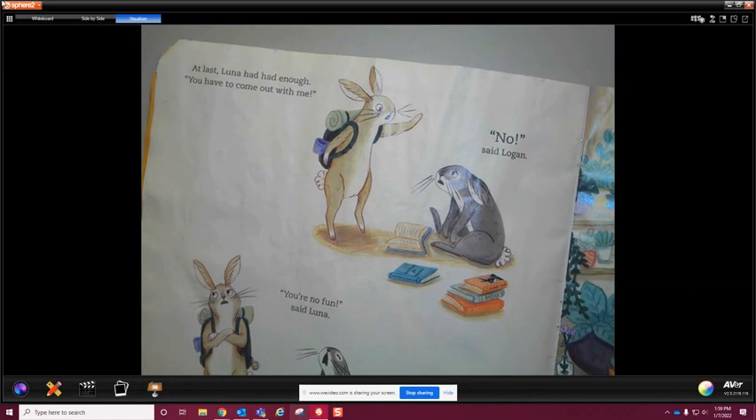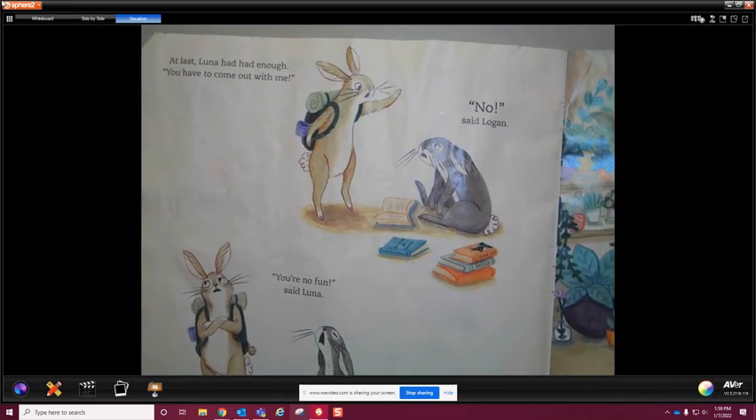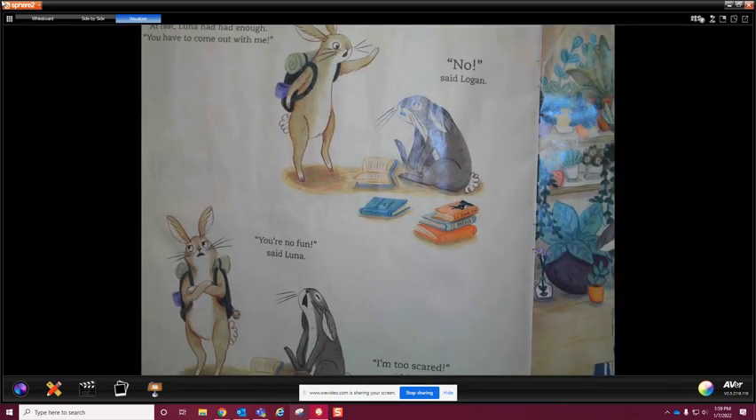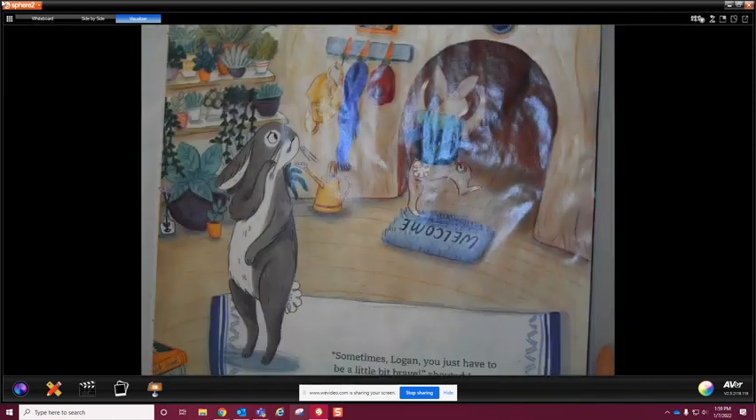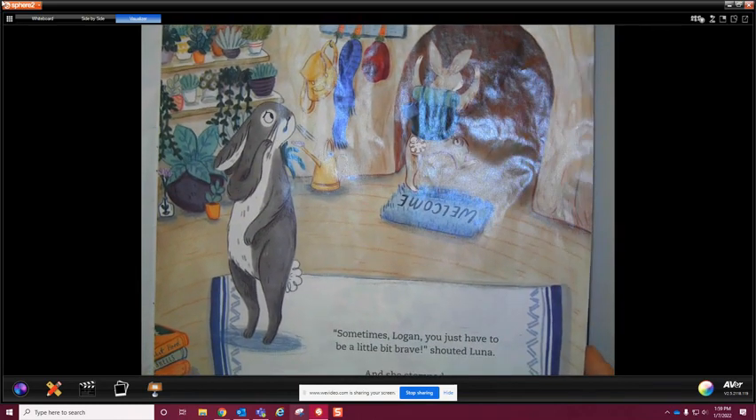Okay? All right. At last, Luna had had enough. "You have to come out with me." "No," said Logan. "You're no fun," said Luna. "I'm too scared," said Logan. "Sometimes, Logan, you just have to be a little bit brave," shouted Luna as she stomped out.